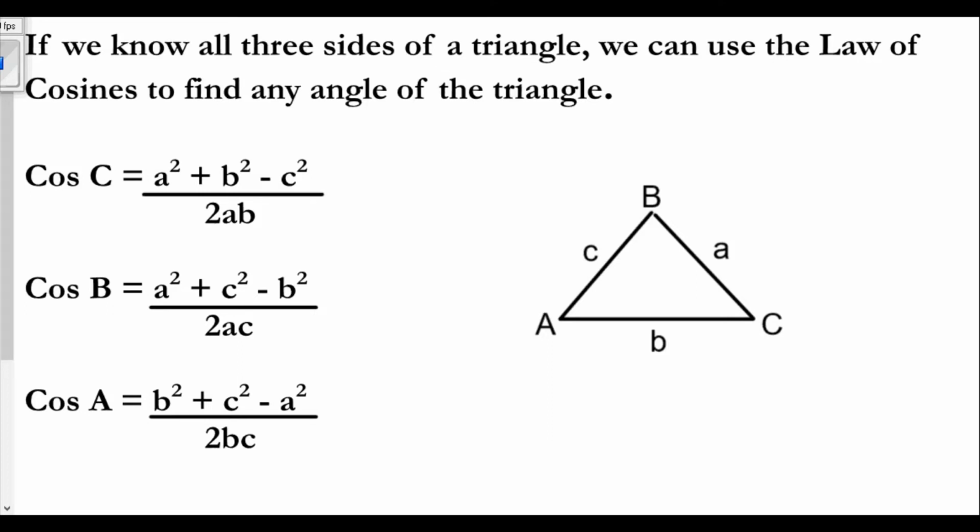Cosine of B equals a squared plus c squared minus b squared over 2ac. And cosine of A is equal to b squared plus c squared minus a squared over 2bc. So you're saying, well, how am I going to memorize this?